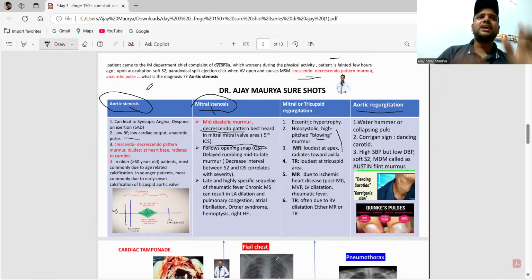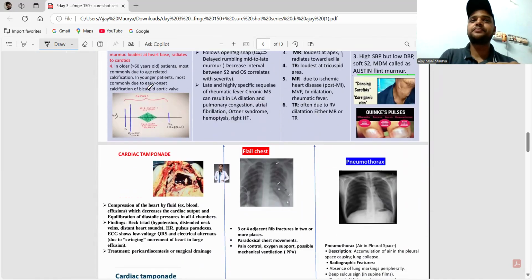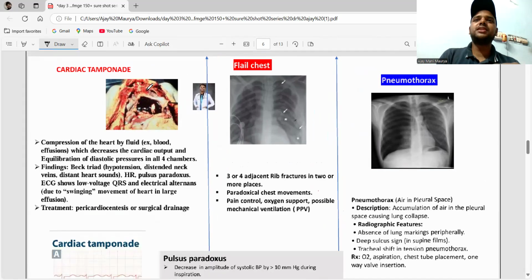Okay, just remember: aortic stenosis, crescendo-decrescendo; mitral stenosis, opening snap; mitral regurgitation, high-pitched holosystolic blowing murmur; aortic regurgitation, Austin Flint murmur, Quincke's pulse. That's it. No need to focus deeply, we need marks.